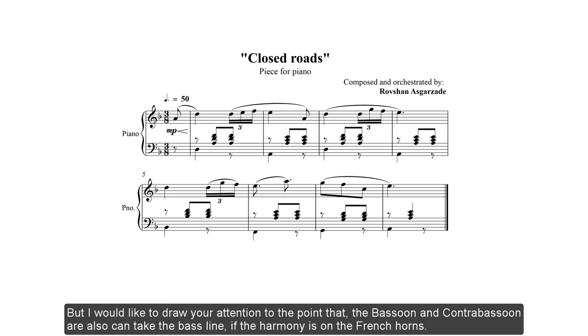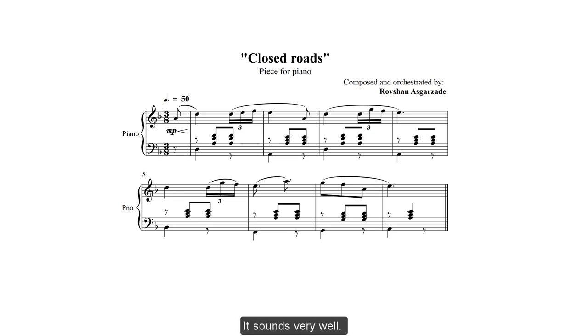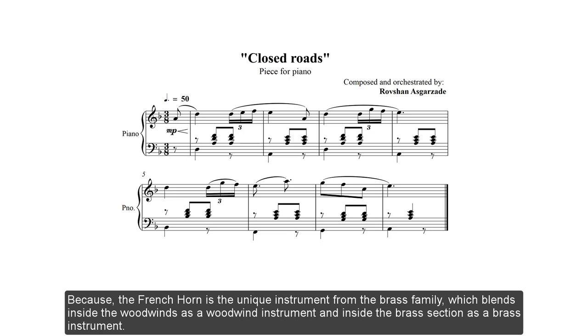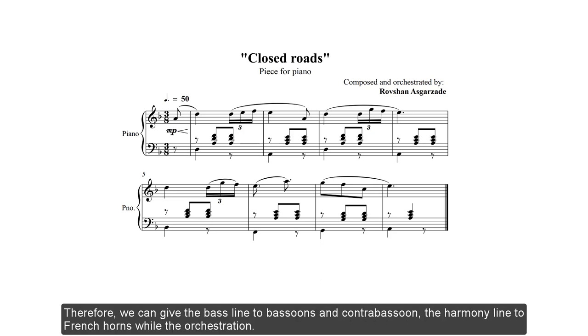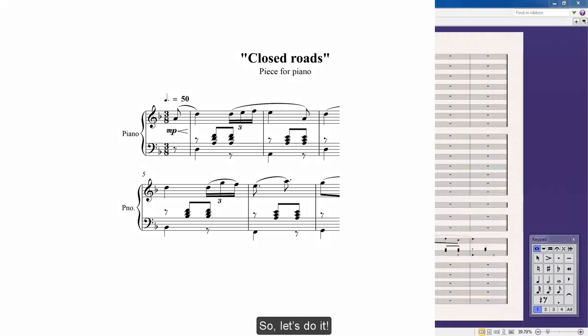But I would like to draw your attention to the point that the bassoon and contrabassoon can also take the bass line if the harmony is on the French horns. It sounds very good because the French horn is the unique instrument from the brass family which blends inside the woodwinds as a woodwind instrument and inside the brass section as a brass instrument. Therefore, we can give the bass line to bassoons and contrabassoon, the harmony line to French horns while orchestrating. So, let's do it.